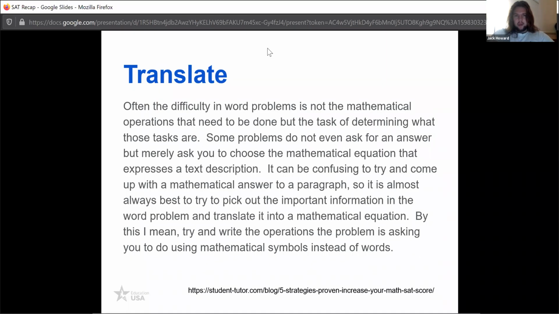Advice for math: translate. When you have a word problem, it will use certain words, and you want to, in your head, have those words mean mathematical operations. Sometimes it's good to write that out on your scratch paper. Write out the actual problem. If you have a word problem, don't just solve it by the word problem, but write out the mathematical question the word problem is asking.